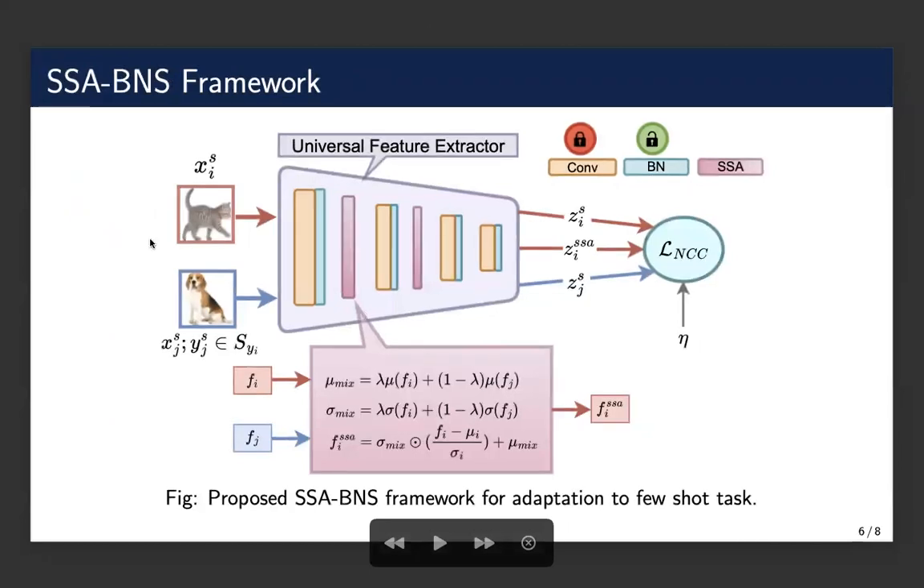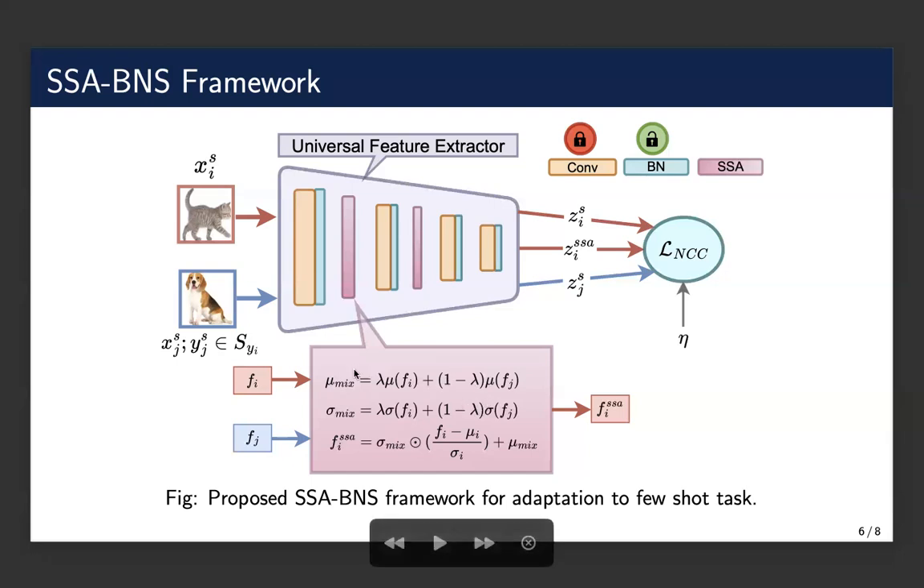Suppose we have an image from the cat class in our task. Dog is a similar class to cat. Then we use the style of dog to augment the cat image. The feature statistics of early layers in the network capture the style information of an image. The mu's and sigmas of the features represent its corresponding style statistics.